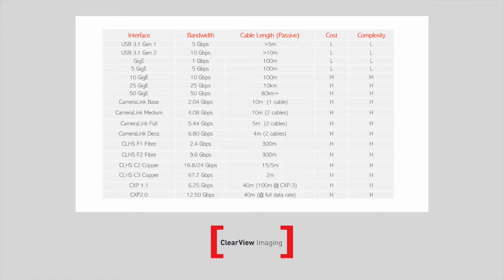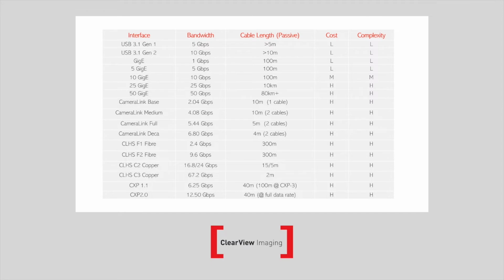5 and 10 GigE is slightly more complex because they usually require a dedicated network interface card. The advantage, however, is that you can achieve a bandwidth of up to 10 gigabits per second. Another big pro is that these cables can support this bandwidth at lengths of up to 100 meters.